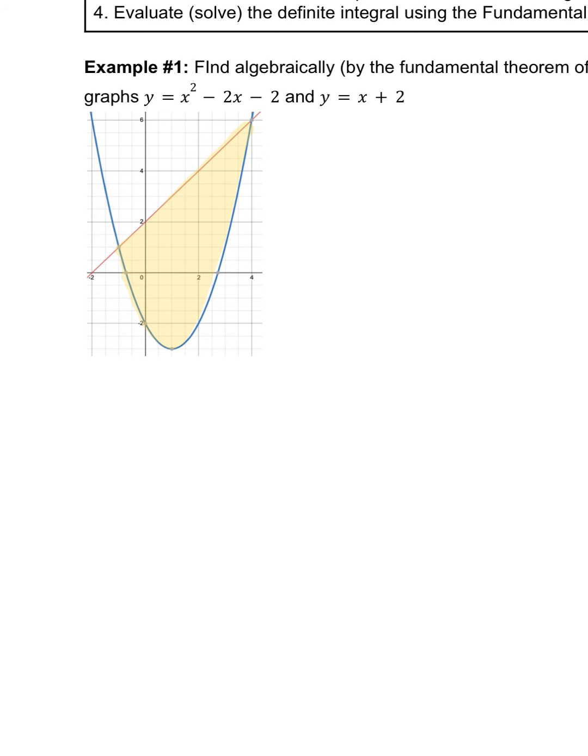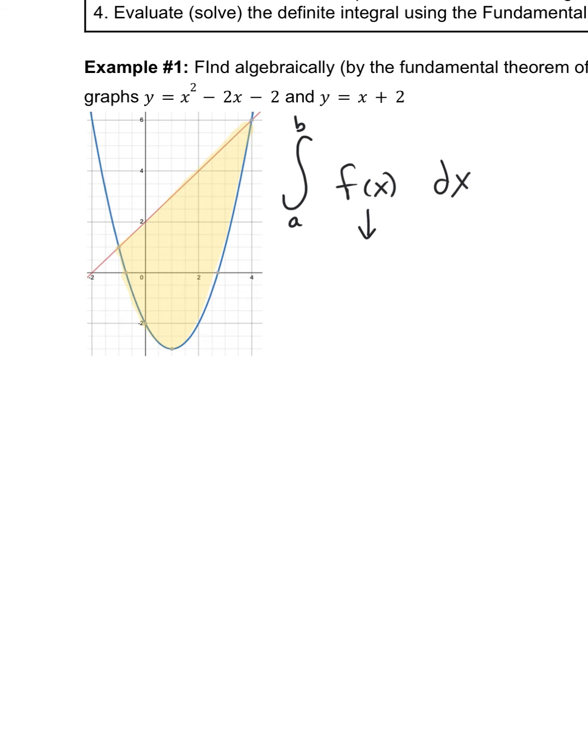To find this area, we have to set up a definite integral. All right, so we need our limits, we need a function, two things that make up a definite integral. The function, which is called the integrand, and the limits, a and b. All right, so to find the function, you have to subtract your equations.